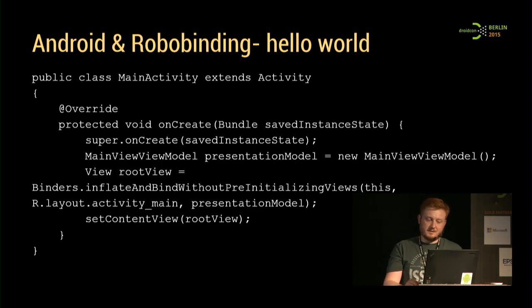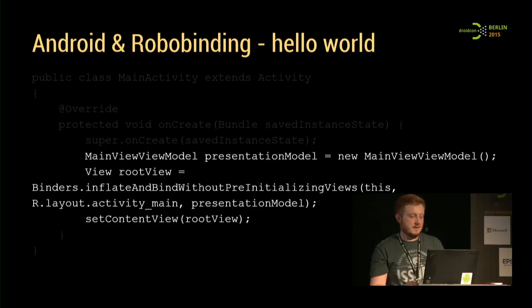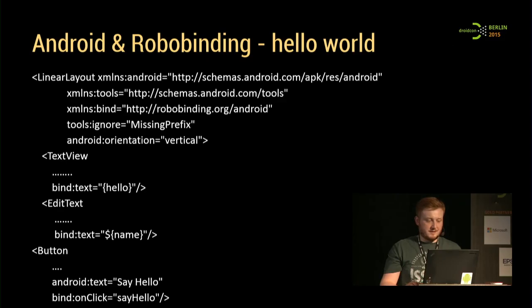The only thing that we need to do is to create the main view, our instance of our view model, and connect it to the view. In order to do this, we need to use a class which comes with RoboBinding and execute the method inflate and bind. So again, it's really easy. So what about our XML?